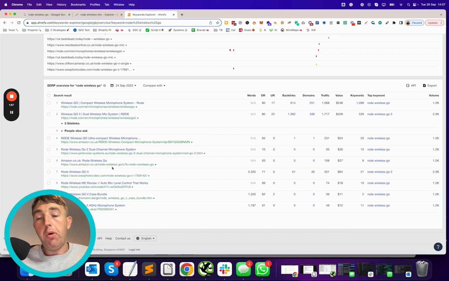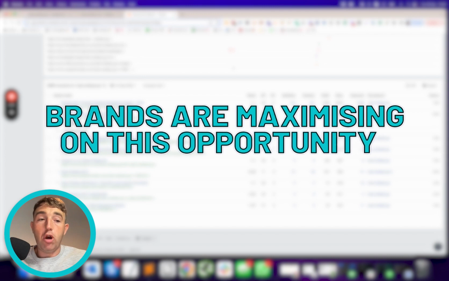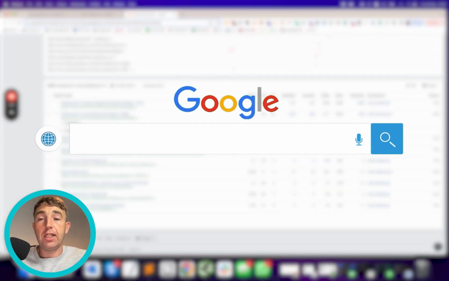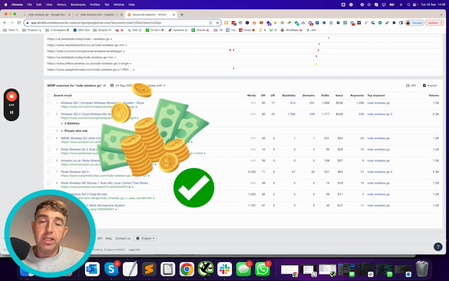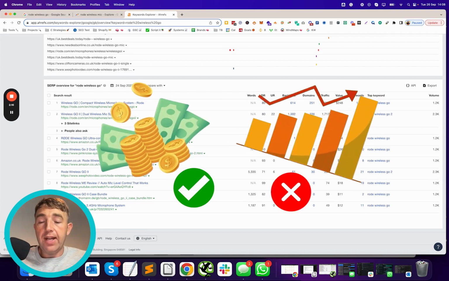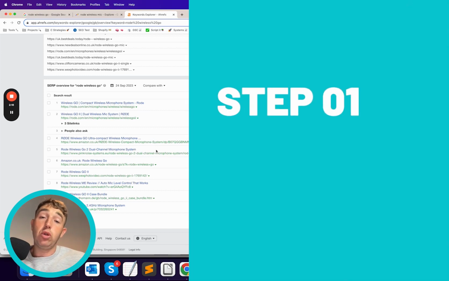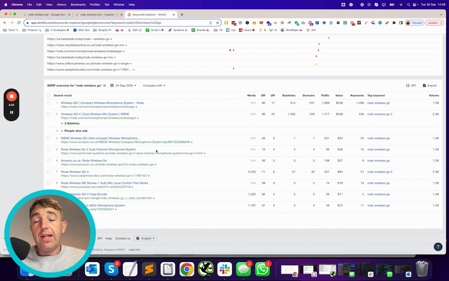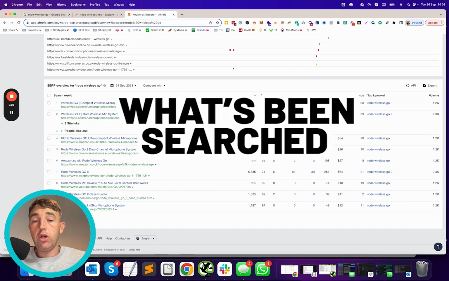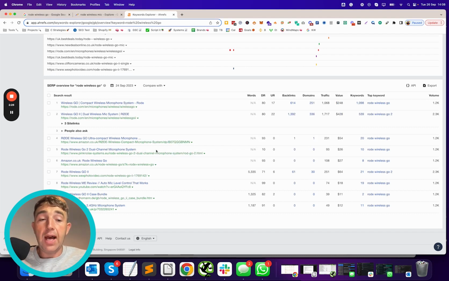Now, the whole point of this is: are brands maximizing on this opportunity to make sure that we're catching that search? Because there will be 100% brands that have this product probably sat five clicks deep. If you look at global tech brands, they probably sell this but haven't noticed the trend. So step one is to look for opportunities at all cost. Brands won't know what's being searched. It's on the SEO teams to do that. It's on the marketing teams to understand what's happening.